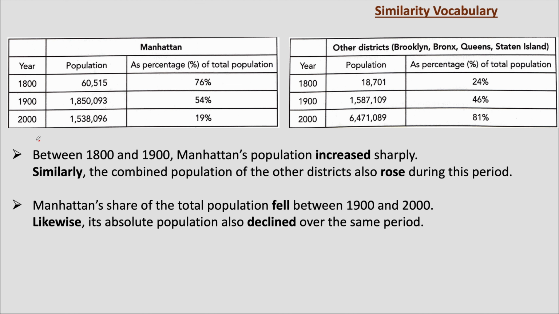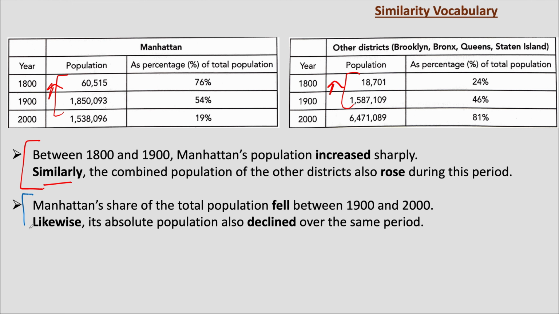In our writings, sometimes we don't want contrast. We want to show that two things are similar. For this, we have words like similarly and likewise. In the first example, we are comparing that in both these tables, between 1800 and 1900, there is an increase. To convey that, we use similarly.